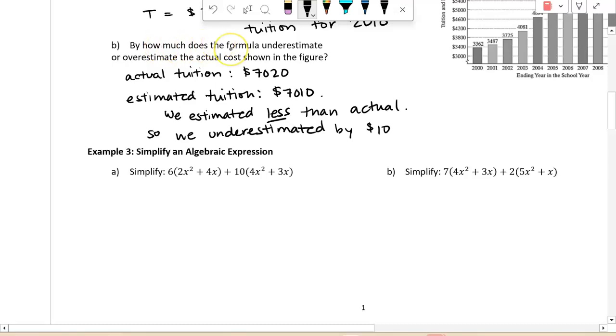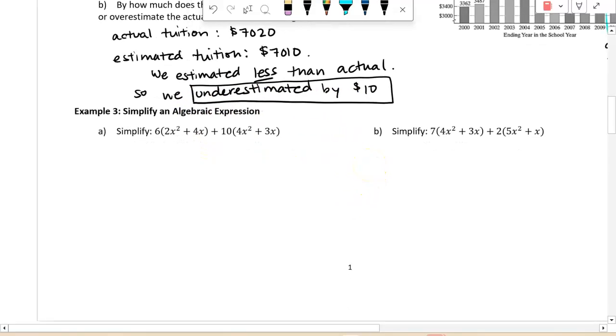It says, by how much does the formula underestimate or overestimate the actual cost? And we underestimate by 10. Heading to example 3, we are going to simplify an algebraic expression. And when you see the word simplify, don't confuse it with the word solve. Simplify means combine like terms. That's all you do. You are not solving for x.